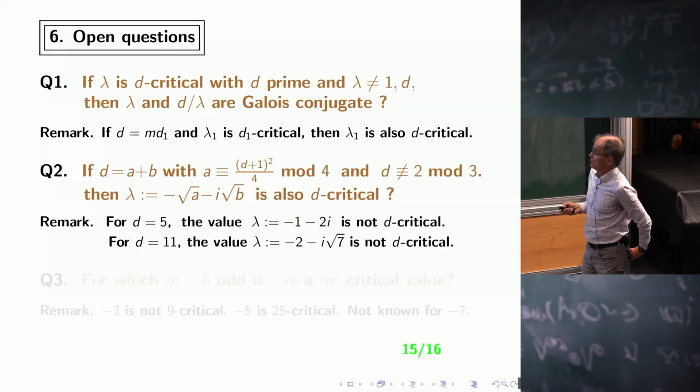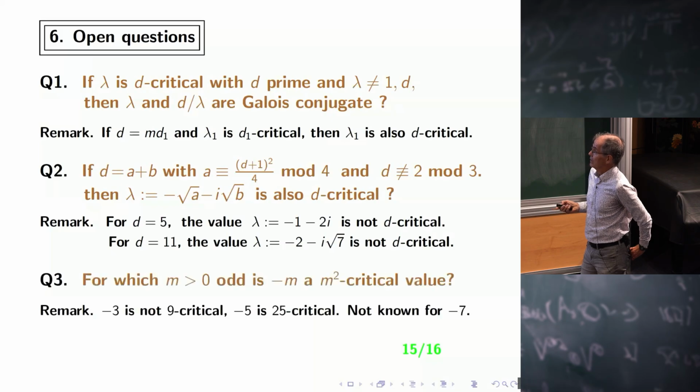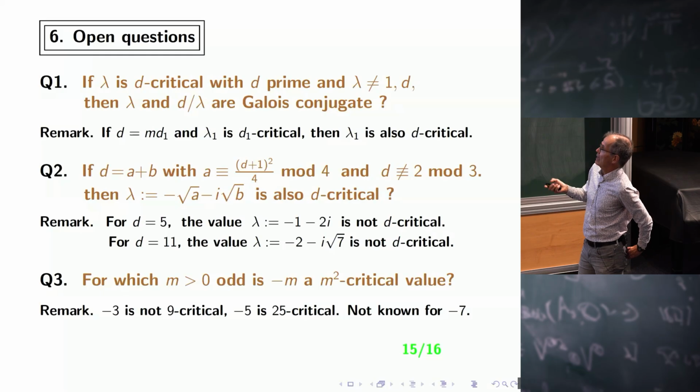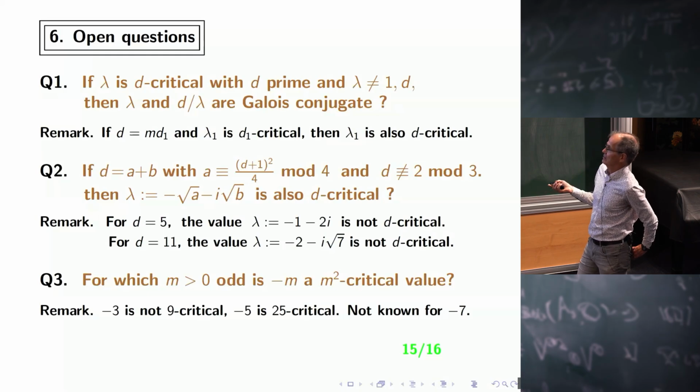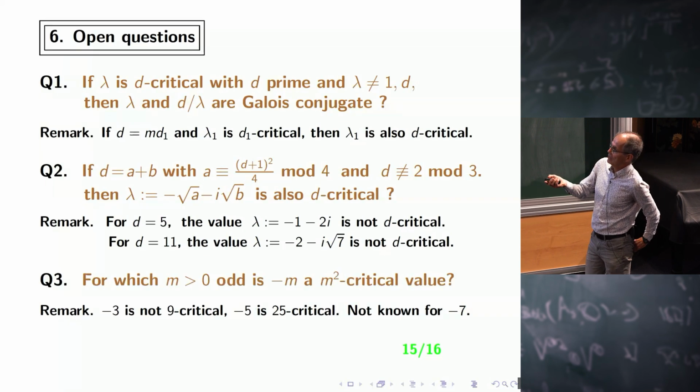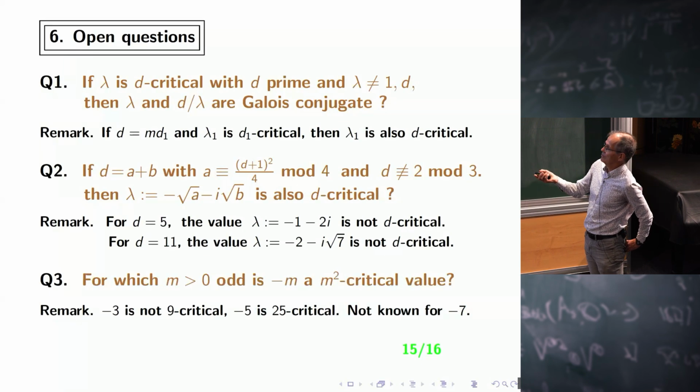And the last question is even more embarrassing. It is whether, if you take D to be a square, I know M is M square critical, but I don't know whether minus M is M square critical. So from computer experiments, you can see that minus 3 is not, minus 5 is, but for minus 7, I don't know.